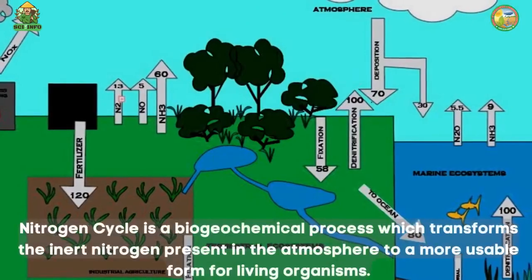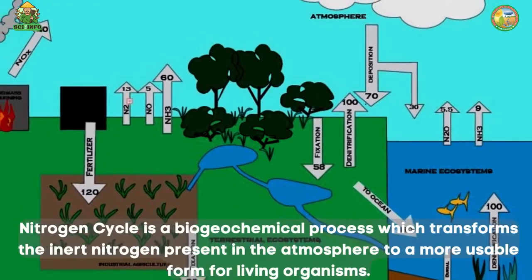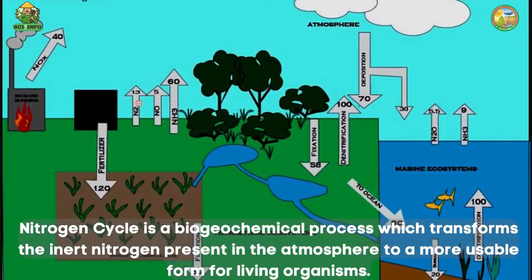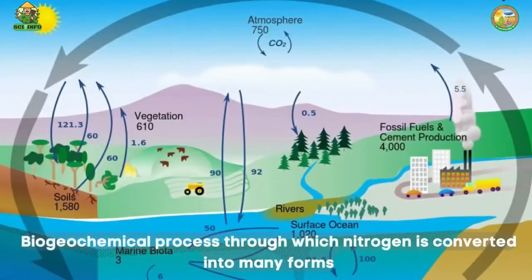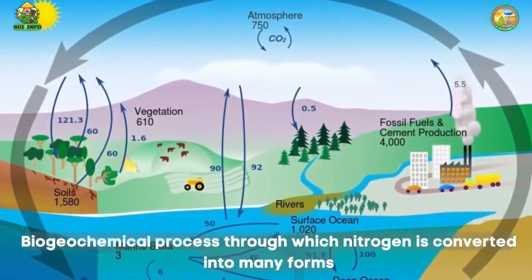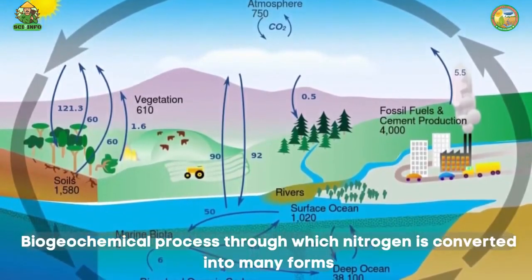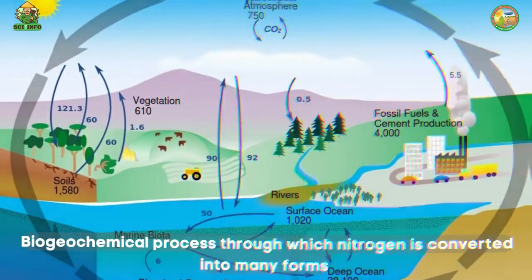The nitrogen cycle is a biogeochemical process which transforms the inert nitrogen present in the atmosphere to a more usable form for living organisms. The nitrogen cycle is a biogeochemical process through which nitrogen is converted into many forms, consecutively passing from the atmosphere to the soil to organisms and back into the atmosphere.